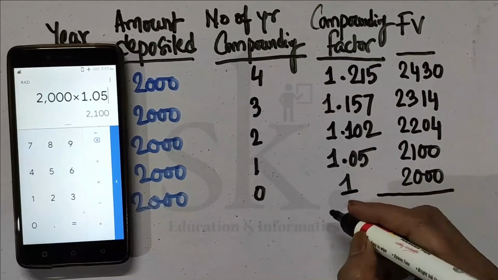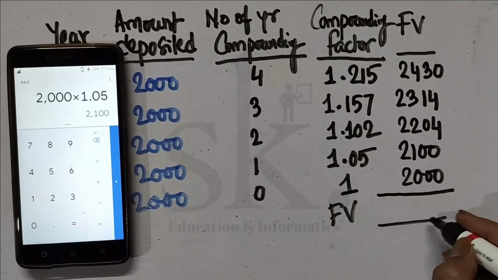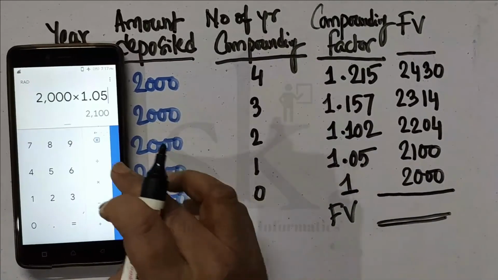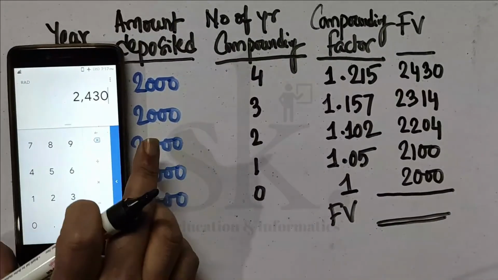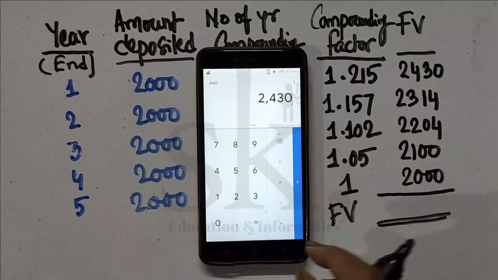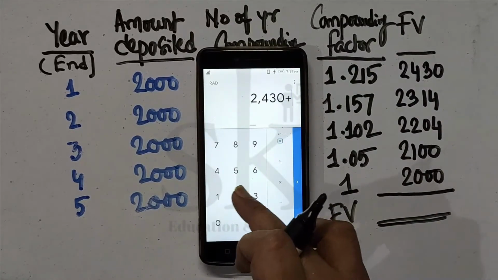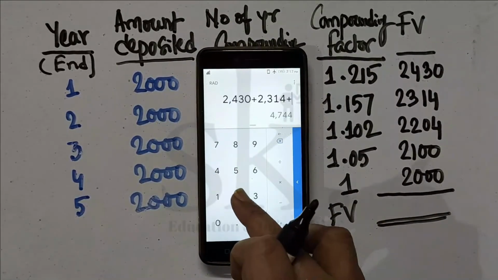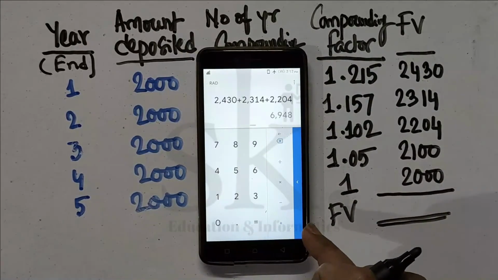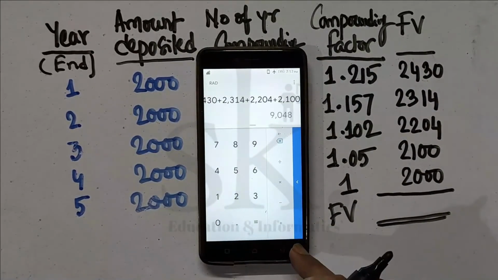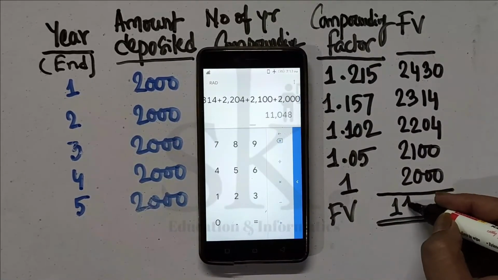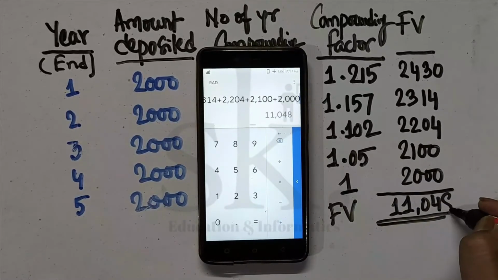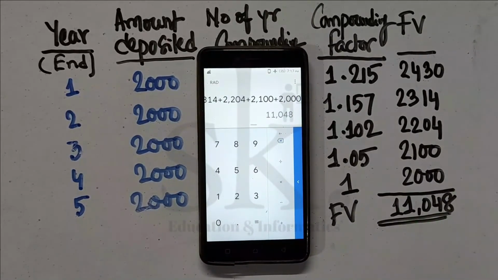So if I add up, I'll get the future value. I'll get the amount of future value. So how much is coming? So I add up 2430 plus 2314 plus 2204 plus 2100 plus 2000. It's coming 11,048. It's almost same. The mathematical formula and the tabular formula will almost be very, very close.